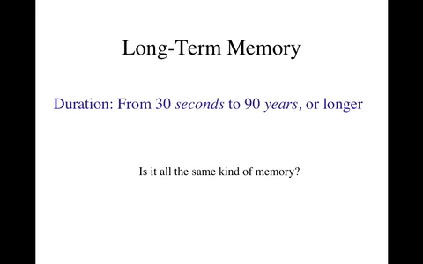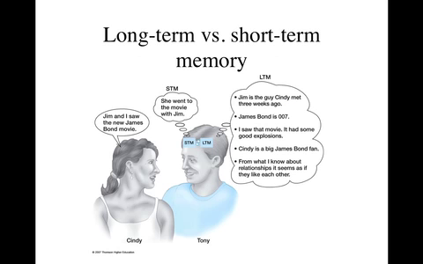So long-term memory is anything from 30 seconds up to 90 years. As we said, short-term memory lasts up to 15 seconds. Maximum is potentially 30 seconds. Anything beyond that would technically be considered long-term memory. So short-term memory and long-term memory interact, and this is a picture from the textbook.